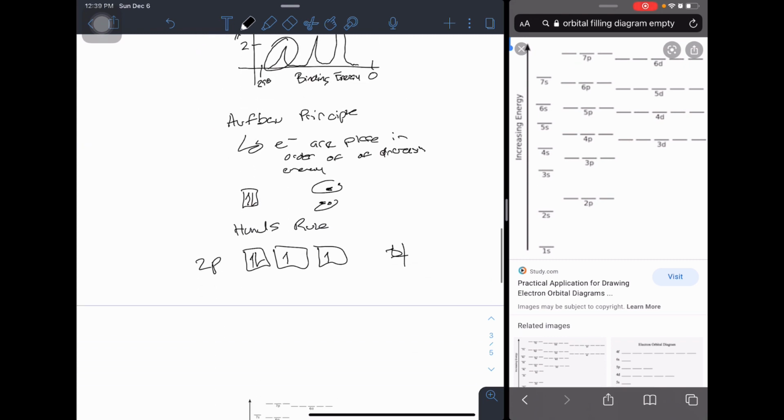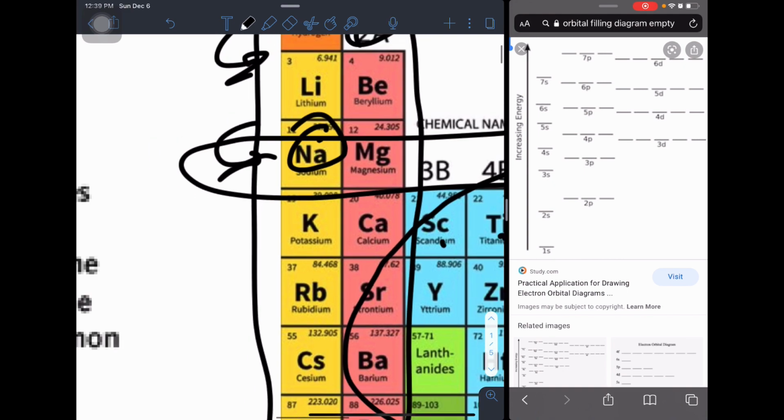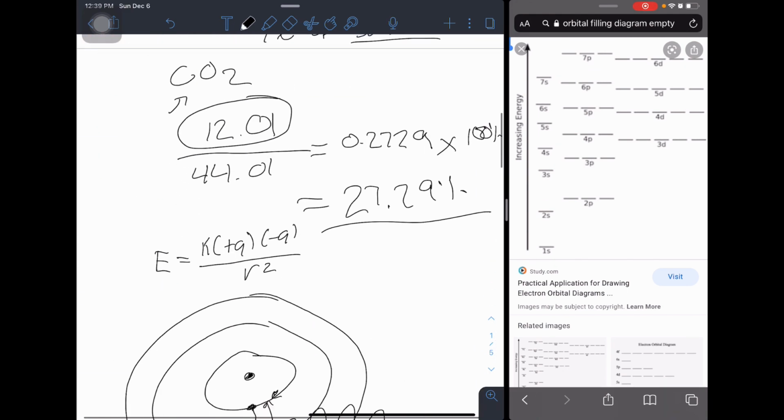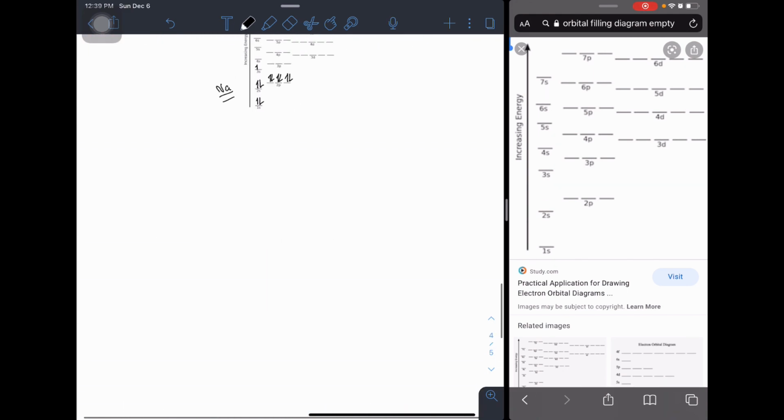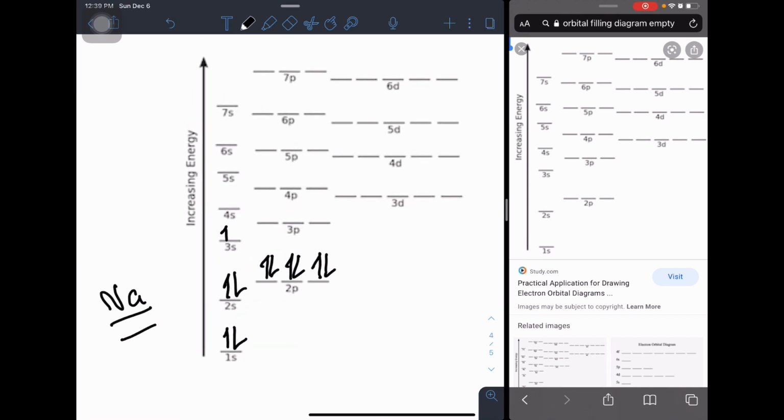So, for example, what would the electron configuration be for the element sodium? Well, sodium has an atomic number of 11, so we know it has 11 electrons in its neutral state. So if we take sodium and we fill in its orbital diagram, we see that it looks something like this.